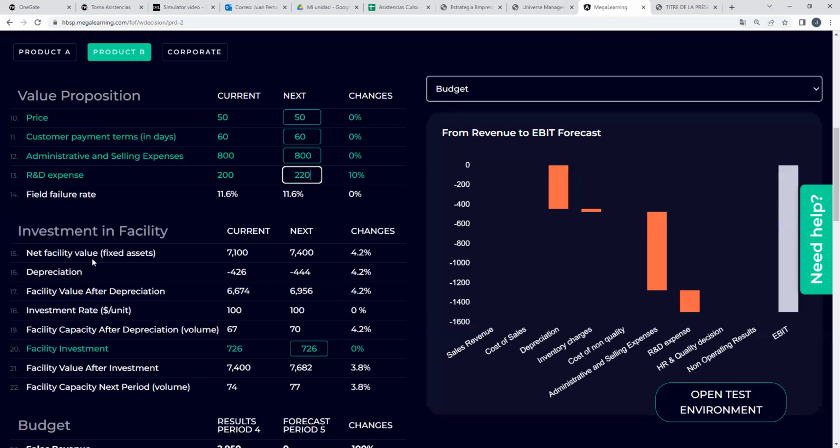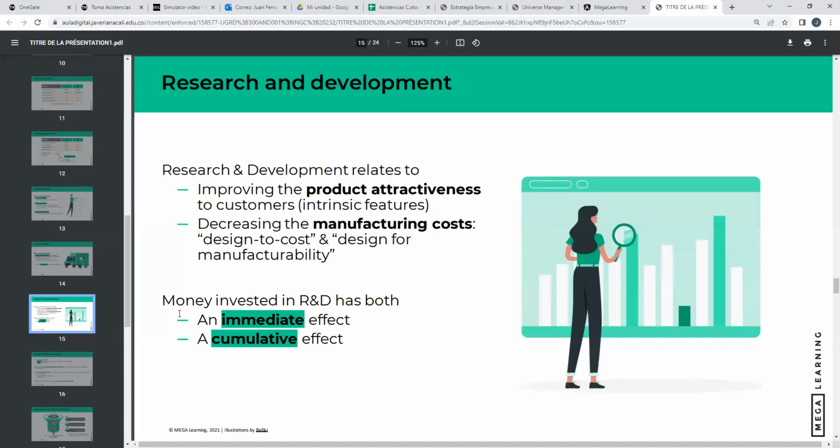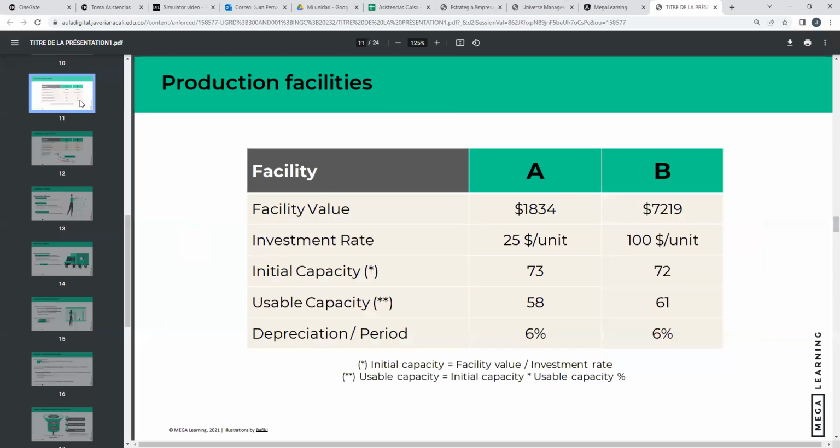There's another decision related with investment in facility, which is this box. And investment in facility, you can see the rule in slide number 11. It is more expensive to grow the facility with product B than with product A. It is 4 times more expensive.